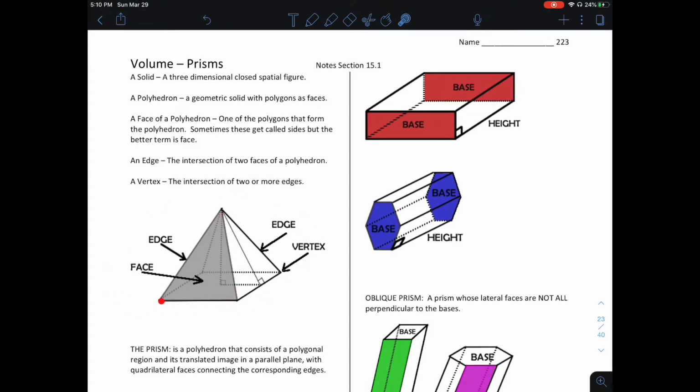Each face, in this case, is a different type of polygon. So for example, this front here is a triangle. This right side's a triangle, the back's a triangle, the left side's a triangle, and the base is a rectangle. A face of a polyhedron, one of the polygons that form the polyhedron. Sometimes these get called sides, but a better term is a face. So this gray area is a face. This polyhedron in this picture has 4 faces.